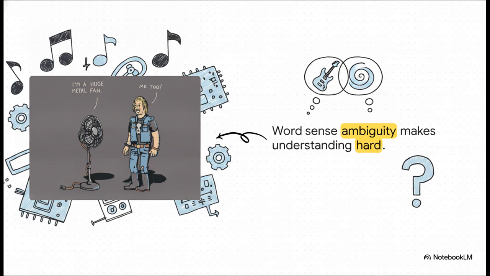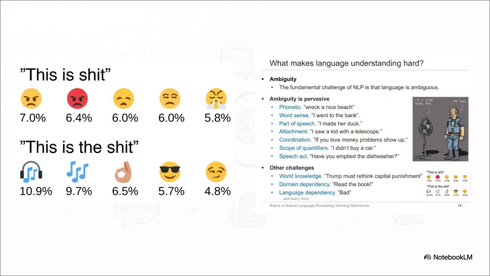As humans, we instantly get the joke, right? But without general world knowledge, a machine is totally stuck. It has absolutely no clue if we mean heavy metal music or a literal spinning fan made out of metal. And it gets trickier because domain dependency and slang can completely derail a literal interpretation. Take the phrase, "this is shit."